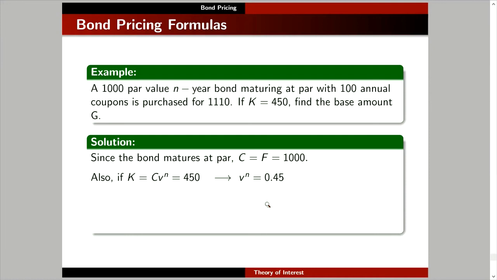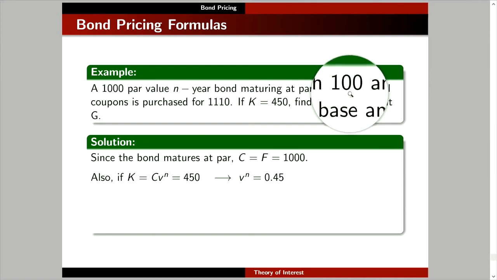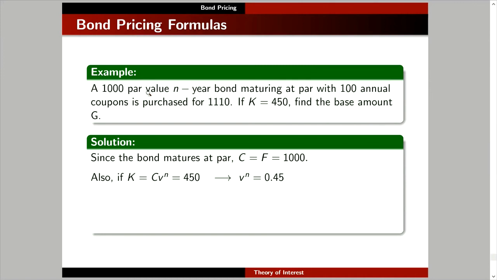I think yun lang yung gagamitin natin to find the base amount G. But before we continue, ano muna itong 100 dito? Kasi alam na natin, ang 1,000, this is the par value or face amount of the bond. Itong 100, obviously, this is the coupons. Ito yung F times R. That's F times R. And then ito, 1,110, this is your P. Of course, N, this is the number of coupon payment periods.